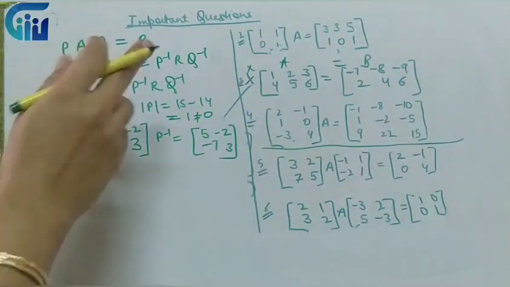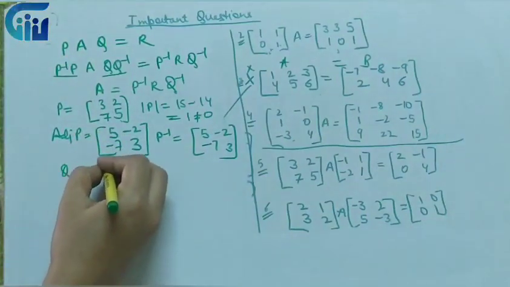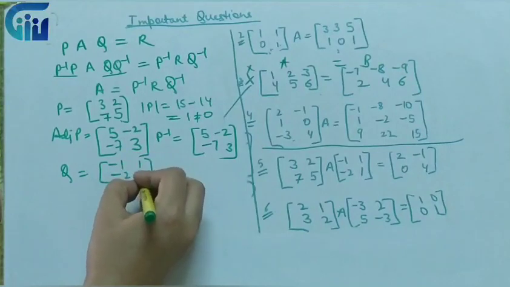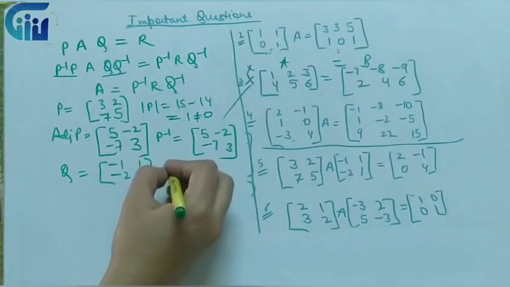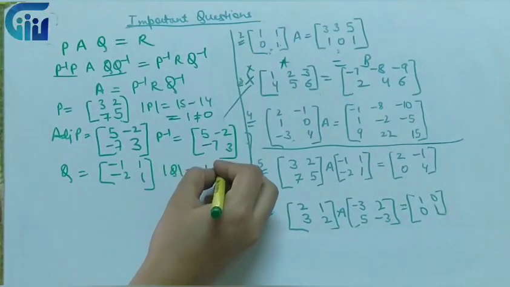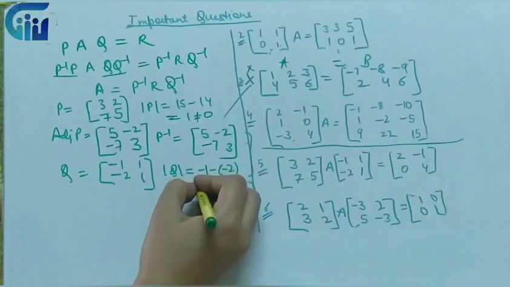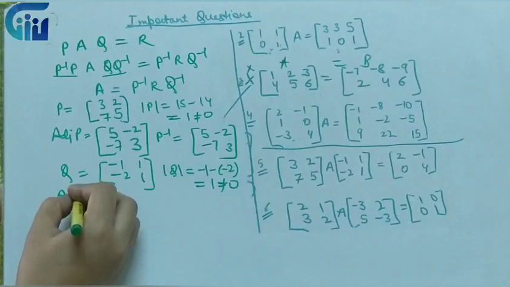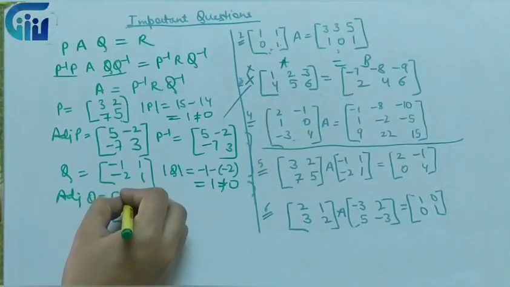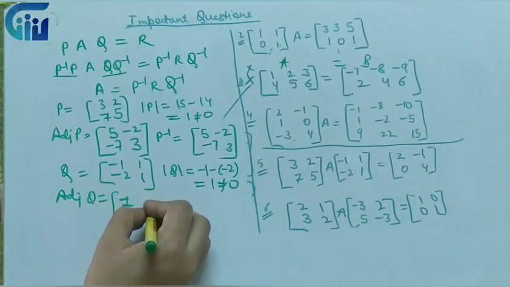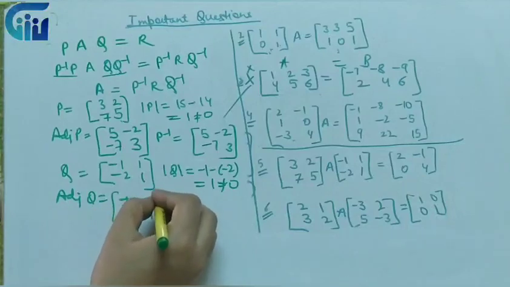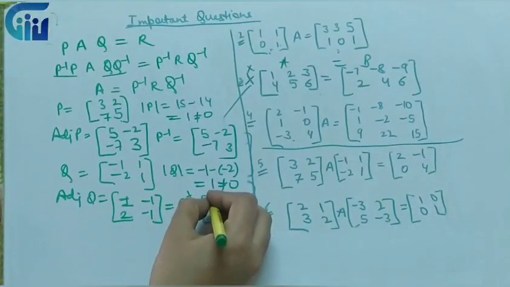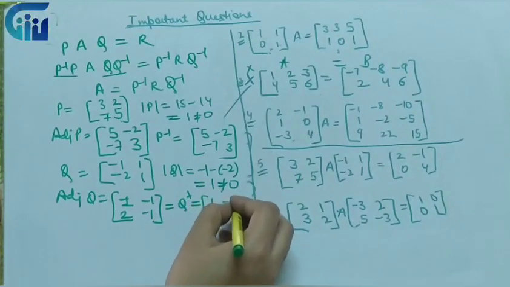So this is done. Then if I have Q over here, what is my Q? Minus 1, 1, minus 2, 1. So what is the determinant of Q? That is minus 1 minus 2. So again it is 1, non-zero. Hence inverse is possible. What is the adjoint of Q? For the adjoint of Q, I will interchange these two and invert the sign of these two. So what will be my Q inverse? Again, Q inverse will be 1, minus 1, 2, minus 1.